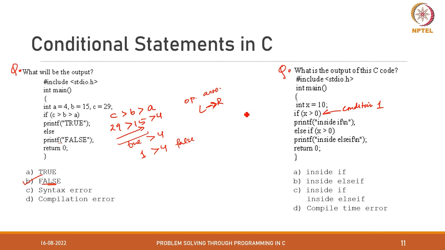So you're basically saying that both of these will be printed, right? Because x is greater than 0, so both condition 1 as well as condition 2 will be true and this will be printed. That's how you're thinking, right? When you said that C would be the answer.